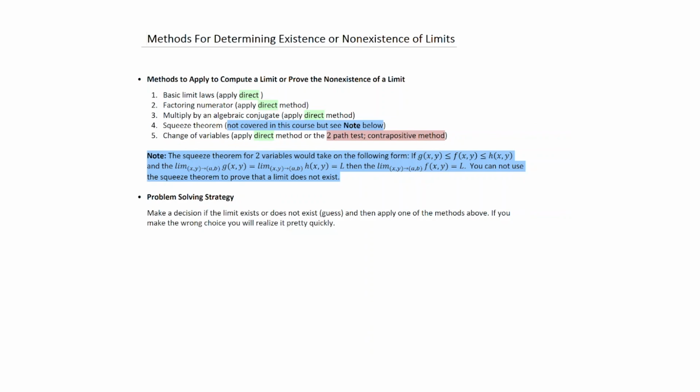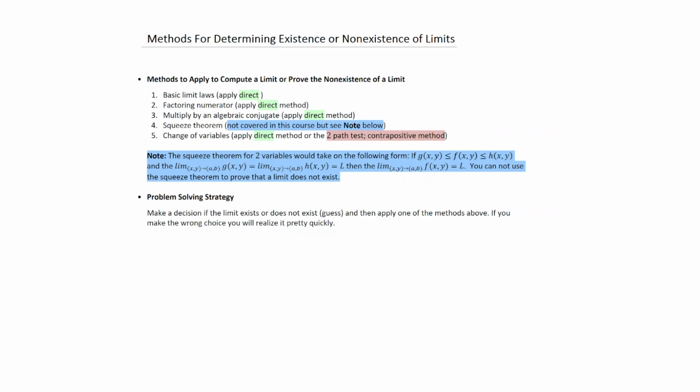Again, these are things we'll be discussing in Lecture 2B. Another approach is to multiply by an algebraic conjugate. This is also a direct method, also in Lecture 2B. We can also use the squeeze theorem, which you learned last year. It's not covered in this course, but if you look at the note below, it tells you how it would be applied if you're dealing with a multivariable problem.